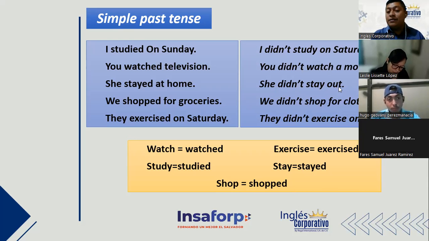She didn't stay out. Didn't. Para hacer la negación y el pasado. Y el verbo sería stay. Sin conjugar. We didn't shop for clothes. No fuimos de compras, ¿verdad? O no compramos ropa. They didn't exercise on Sunday. Ellos no hicieron ejercicio el día domingo. They didn't exercise on Sunday.